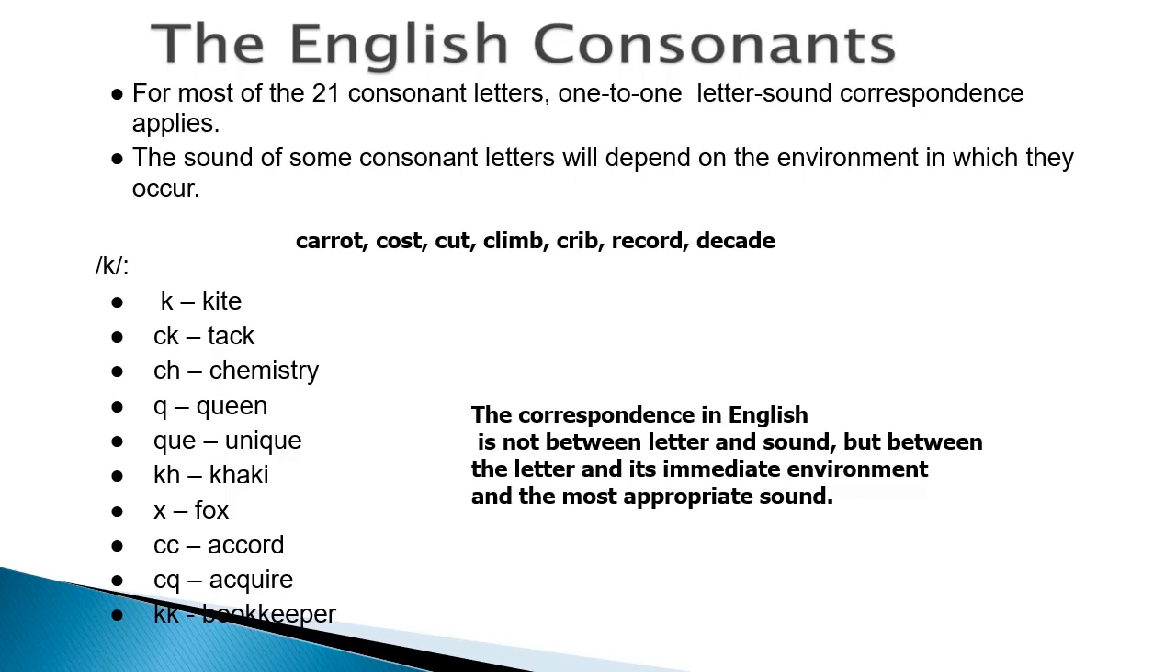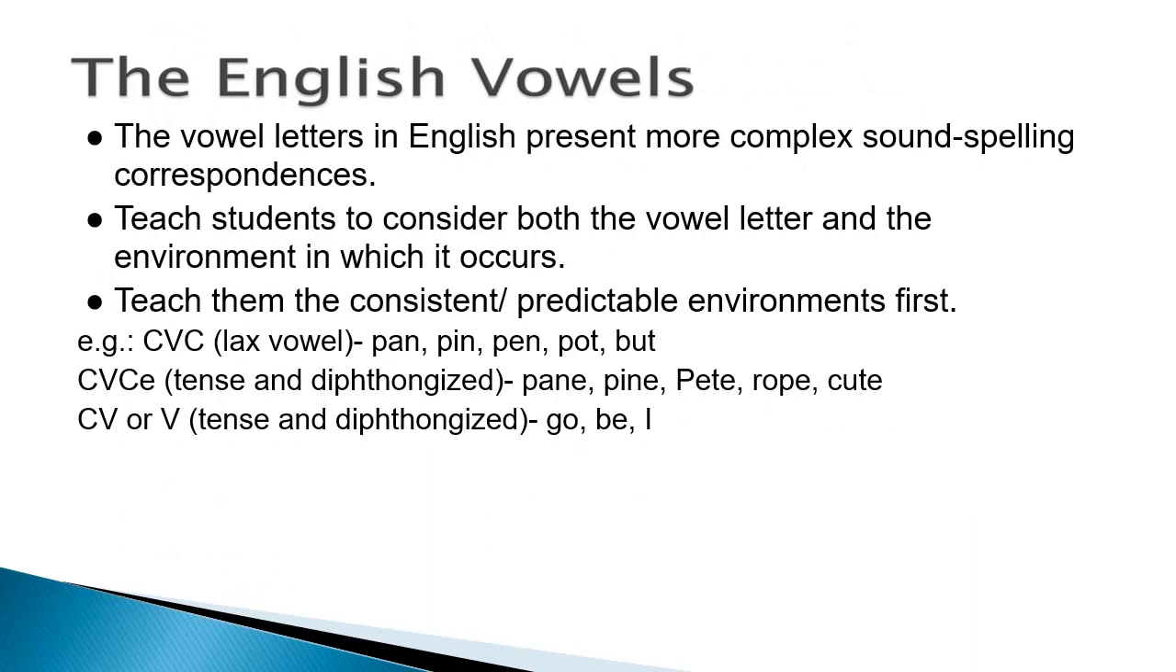Now let's take a look at the sound K, how it can be spelled: with a K like in kite, CK, tech, CH, chemistry, Q, queen, QUE, unique, KH, khaki, X, fox, CC, accord, CQ, acquire, and QQ, bookkeeper. That is very complex. The vowel letters in English present more complex sound spelling correspondences. The reason is because we have 5 vowels, but we could have possibly up to 11 different sounds. This is very challenging for foreigners. So how can we address that?